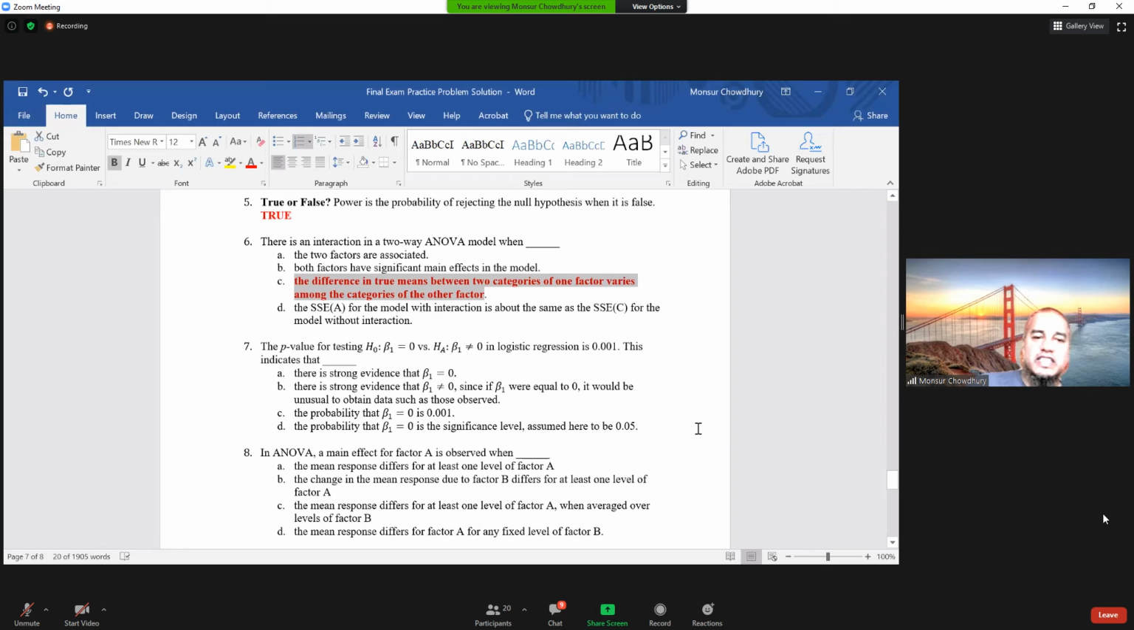Now the p-value for testing H0: beta 1 equals 0, HA: beta 1 is not equal to 0 in logistic regression is 0.001. This indicates that which one is true? So B. Thank you for the answer. Obviously B, because the p-value is small, so we reject our null hypothesis. That means we have strong evidence that beta 1 is not equal to 0.